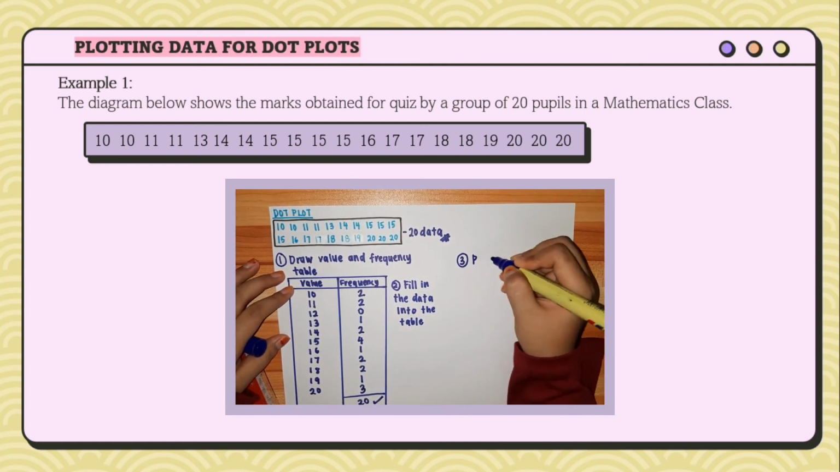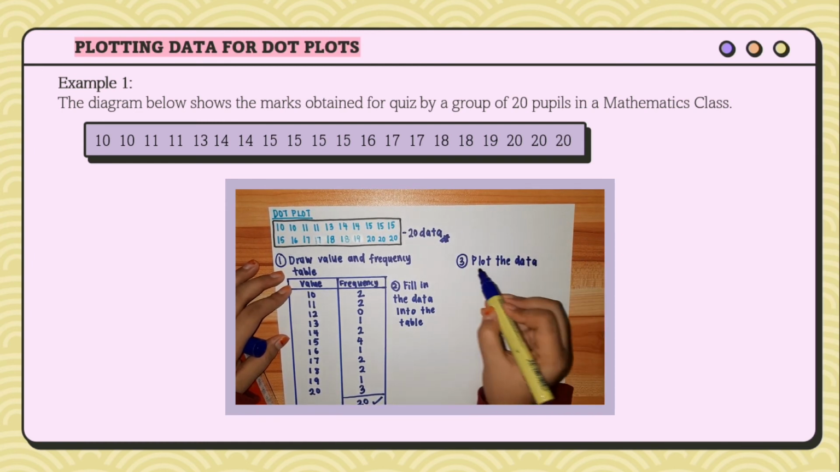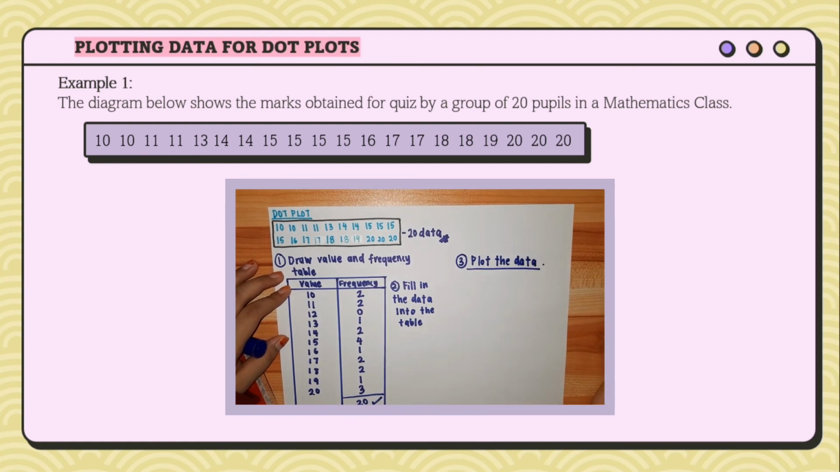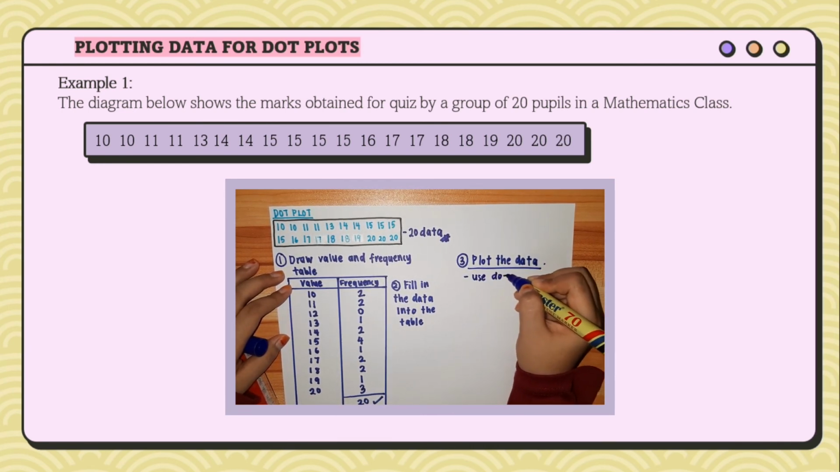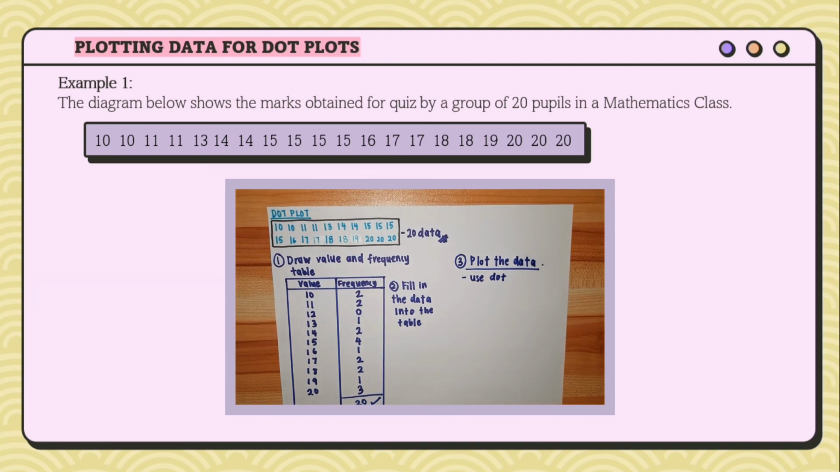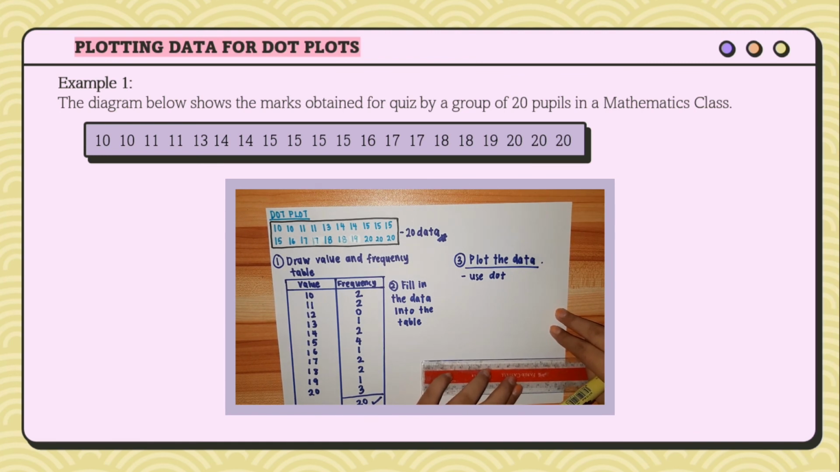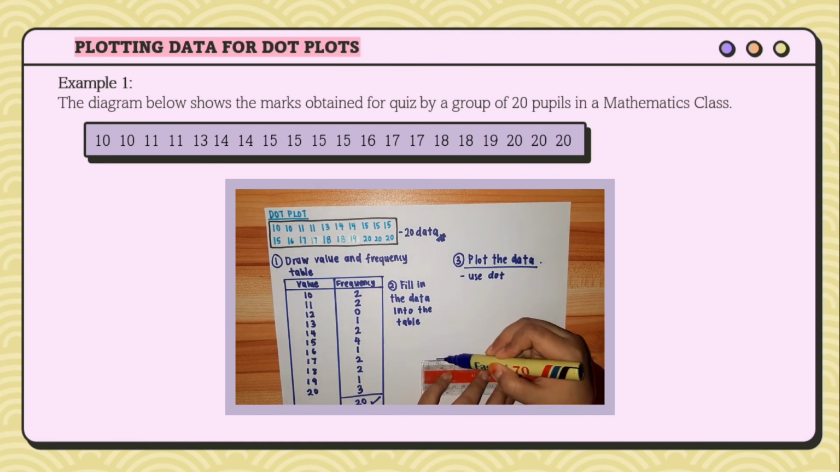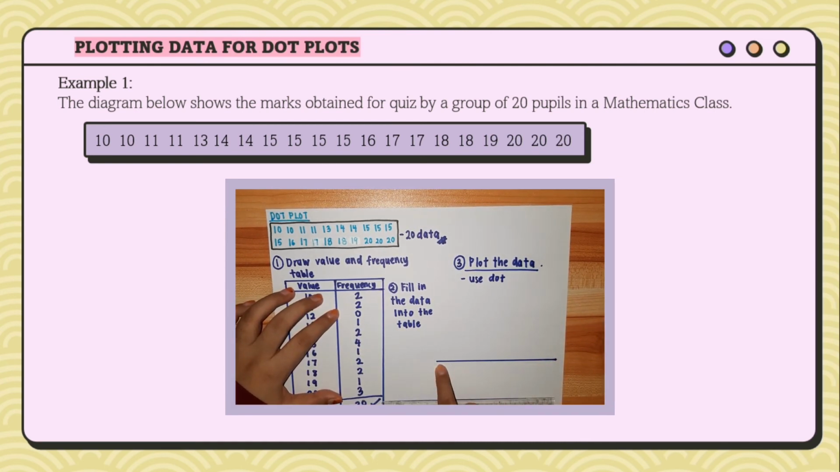Okay, now we will move on to the next step, which is to start plotting the data. To plot the data for a dot plot, as the name of this plot suggests, we will use dots to represent the value or the frequency for each data. Okay, so next we will draw a straight line to plot the data given. Take a ruler and draw a long horizontal line. Make sure the line that you draw is suitable and you can write down all the data that you have.